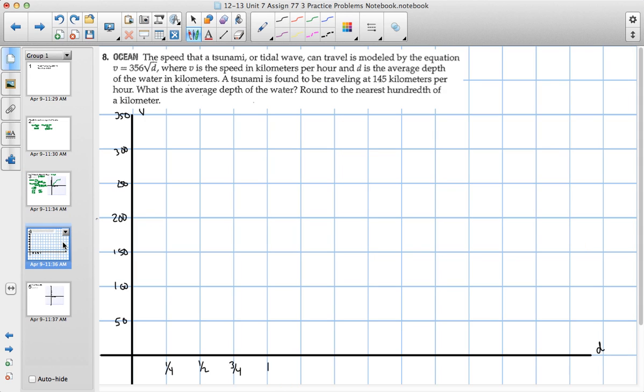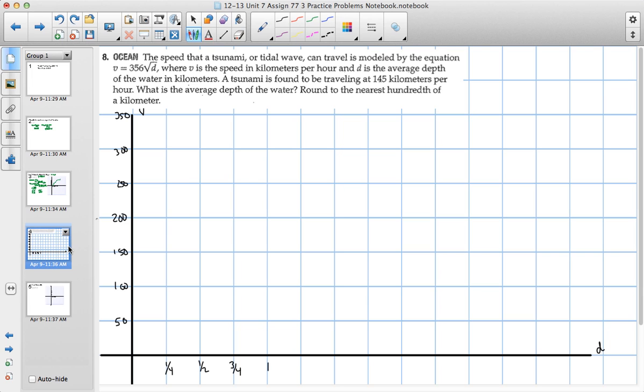Okay, number 8 is a word problem, your favorite. So I've copied it here, and you don't have to graph this one to answer the question, but I'm doing it because I want you to look at how you can analyze the graphs of square root functions in word problems and help you to see if the solution that you're coming up with is actually a reasonable solution.